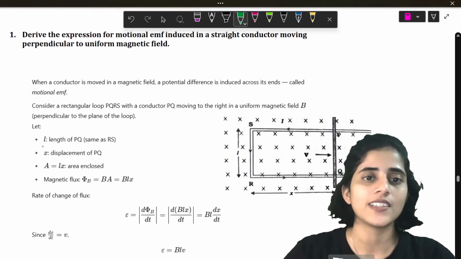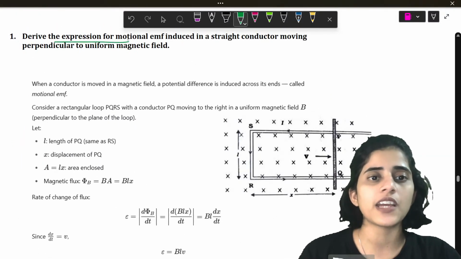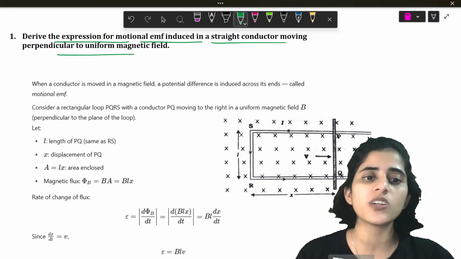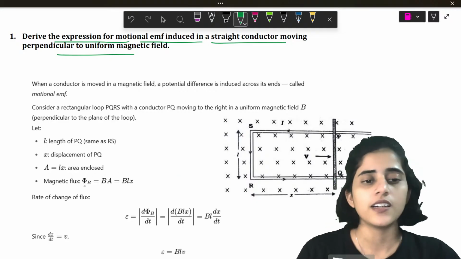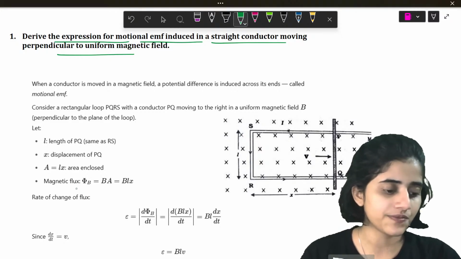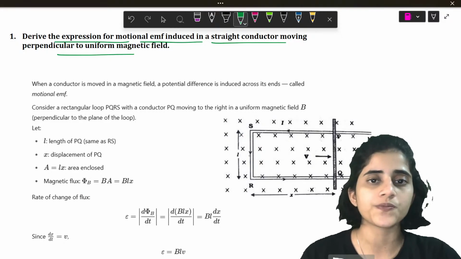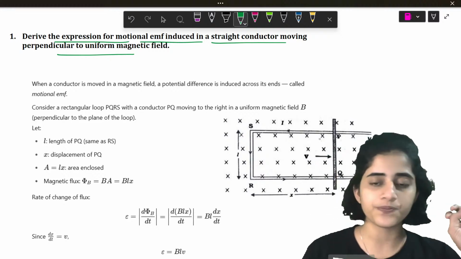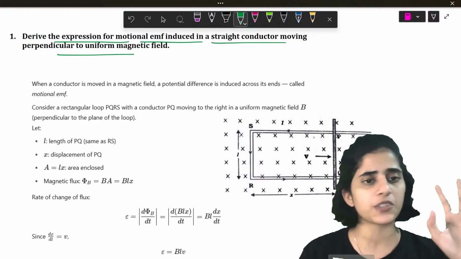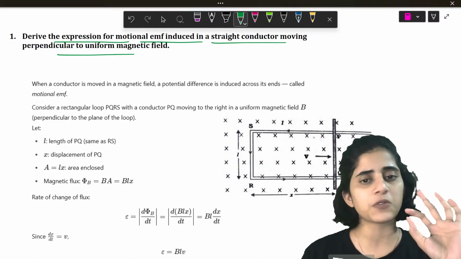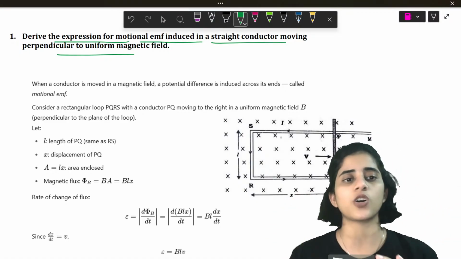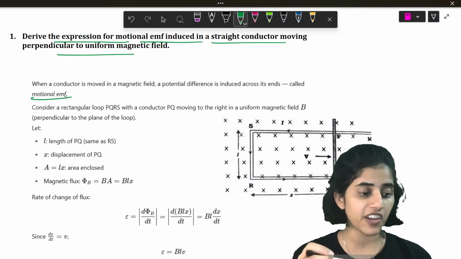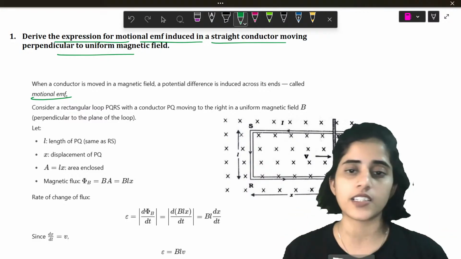Okay, next question. Derive the expression for motional EMF induced in a straight conductor moving perpendicular to a uniform magnetic field. This is again very easy. So, motional EMF. Okay. So, let's say you have a conductor. The conductor is moving in a magnetic field. There is a potential difference. The potential difference across a moving conductor is called motional EMF. Okay. What is motional EMF? It is the potential difference across a moving conductor.